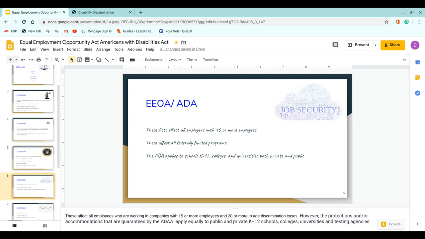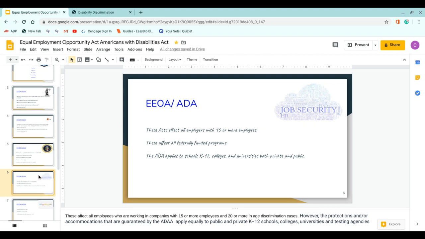These acts affect all employers with 15 or more employees, or 20 or more in age discrimination cases. They affect all federally funded programs, so you cannot be discriminated against when you are applying for federally funded programs, federally funded aid, anything. The Americans with Disability Act applies to schools, colleges, and universities, both public and private. They have to accommodate you if you have a disability. They can't exclude you because of your disability.